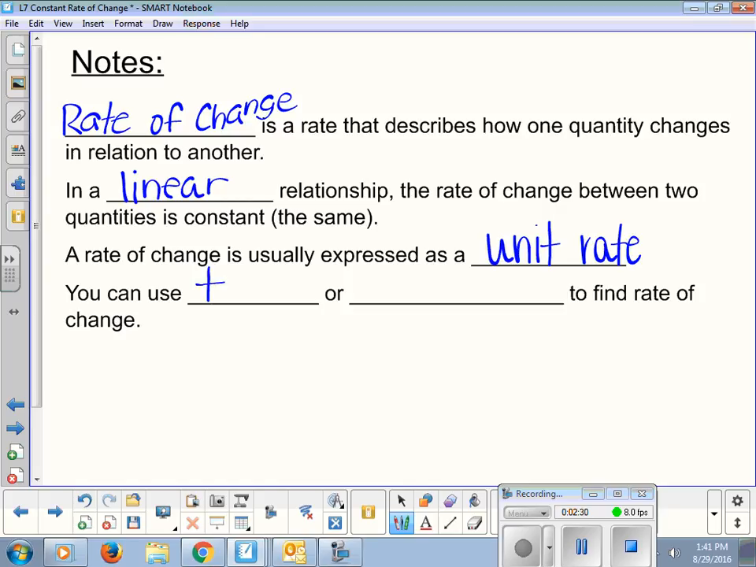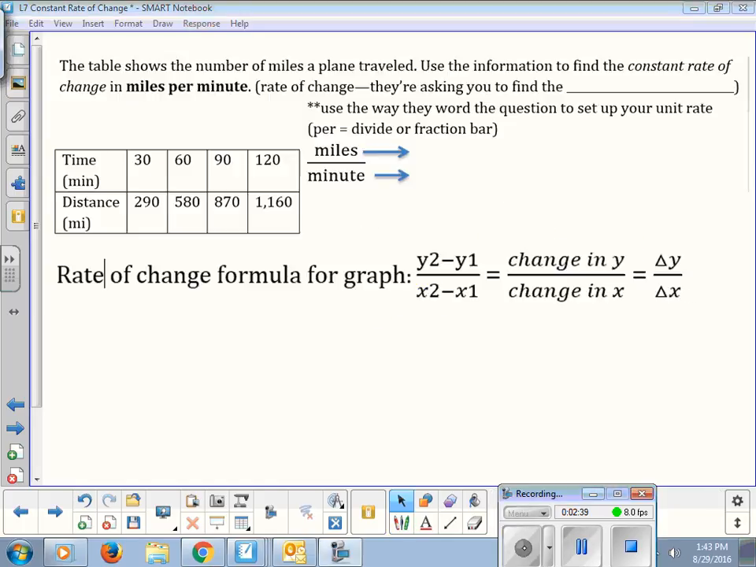And you can use a table or graphs to find rate of change. Okay, the table shows the number of miles a plane traveled. Use the information to find the constant rate of change in miles per minute. So for rate of change, they're asking us to find the what? So we're trying to find the unit rate. The rate of change is usually expressed as unit rate.